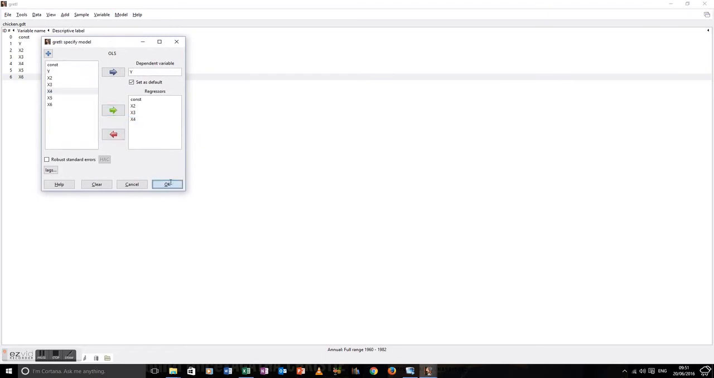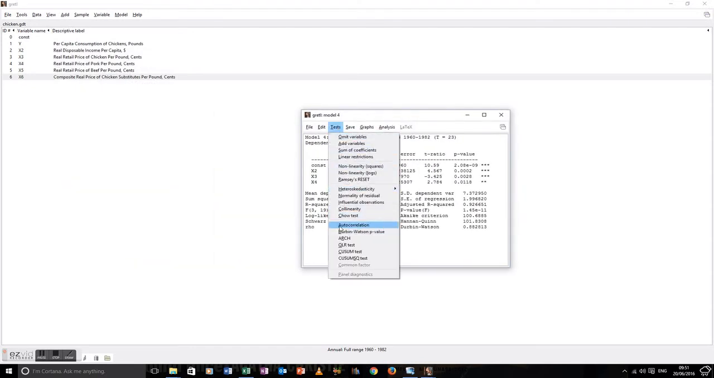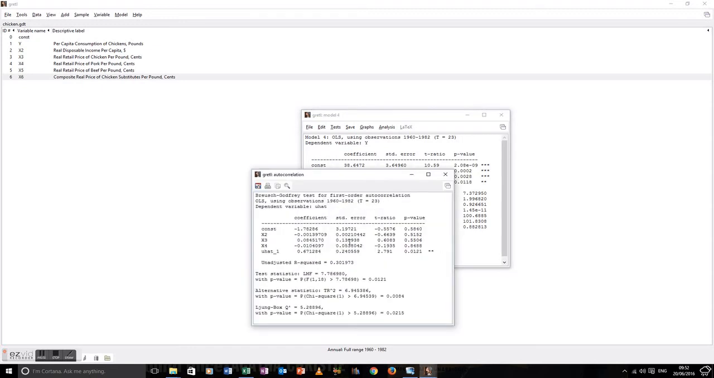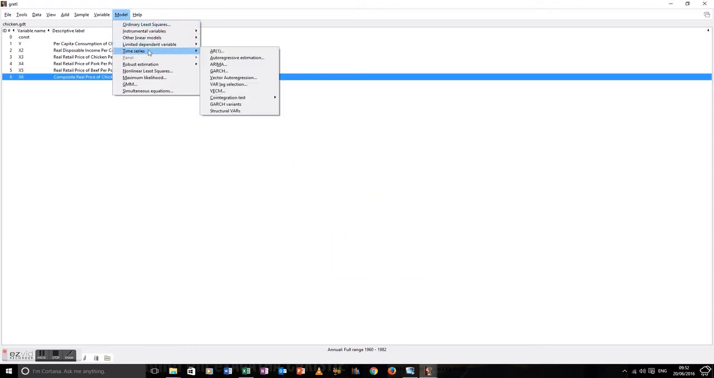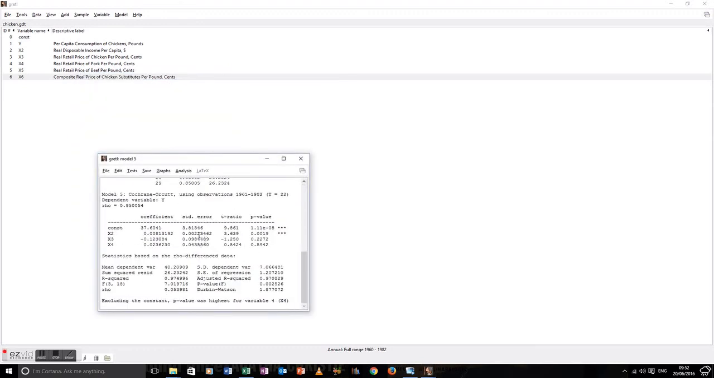Let's put x4 back in. Let's go back to our original model. We can run another check. Yep, have we got an autocorrelation problem? Yep, we have. Not massive. The t-ratio is only 2.7, but it's still an autocorrelation problem. So let's do our Cochrane-Orcutt correction. There we are. Nice and straightforward.